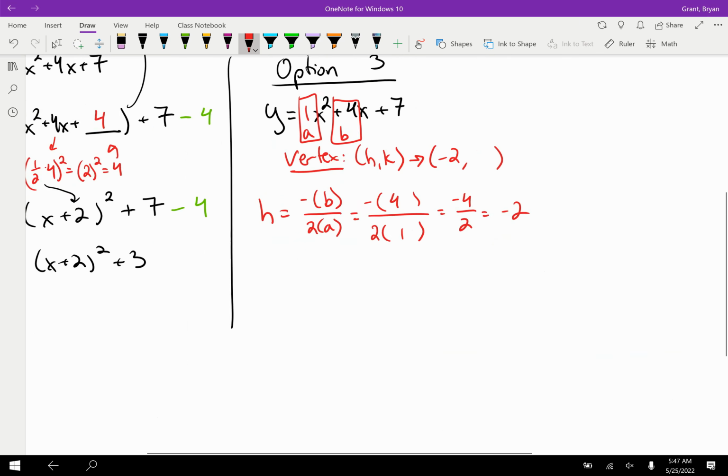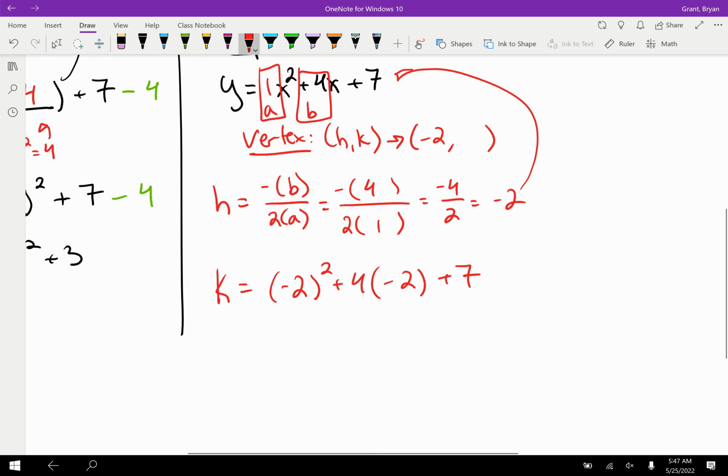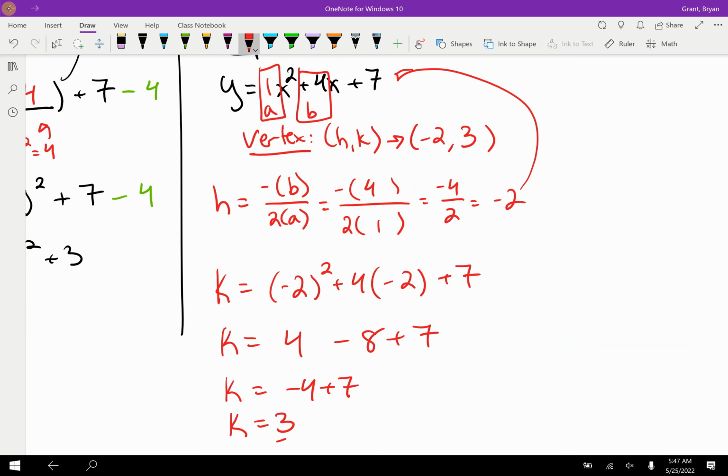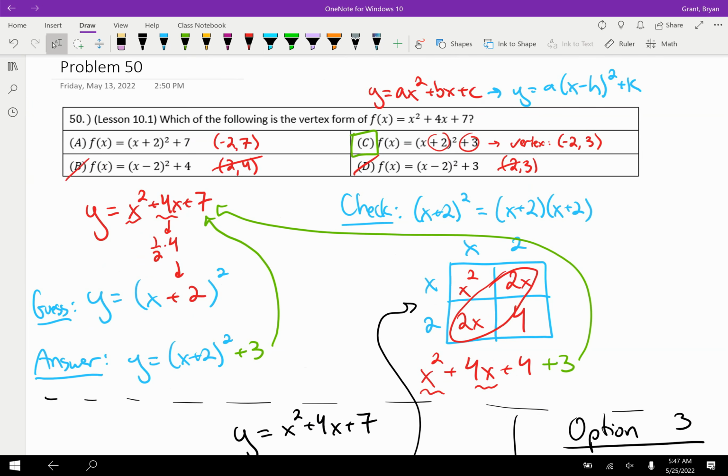Alright, well then we need the k value. And our k value comes from just taking the h value and substituting it in. So negative 2 squared, you need those parentheses. Some of my students are still forgetting those. Need those parentheses. And then you can just put all that in the calculator if you'd like, or you can follow PEMDAS. 4 minus 8 plus 7, negative 4 plus 7, and 7 minus 4 is 3. There we go. Negative 2 comma 3. And so we have our answer, which is, of course, C.